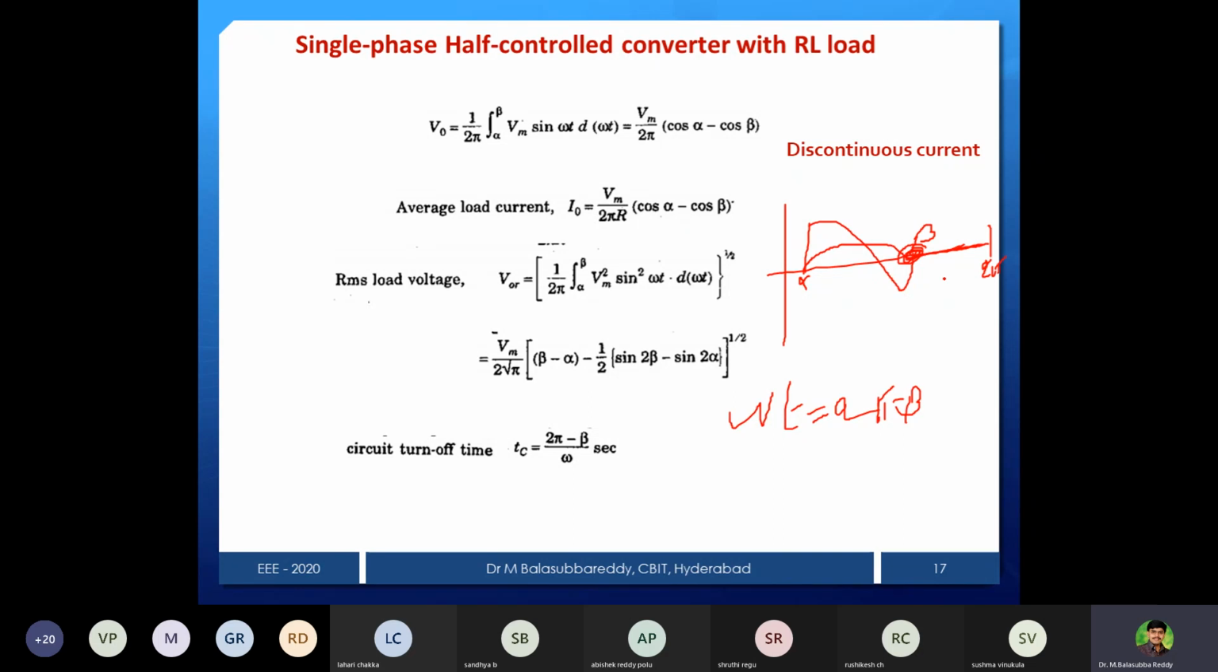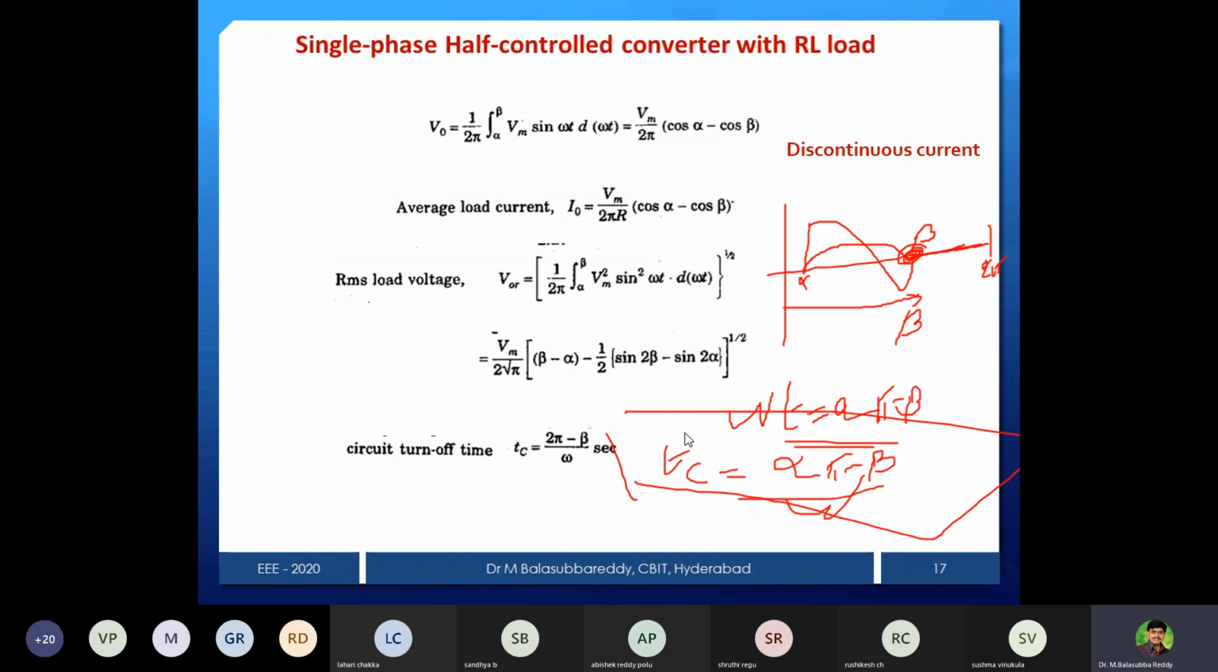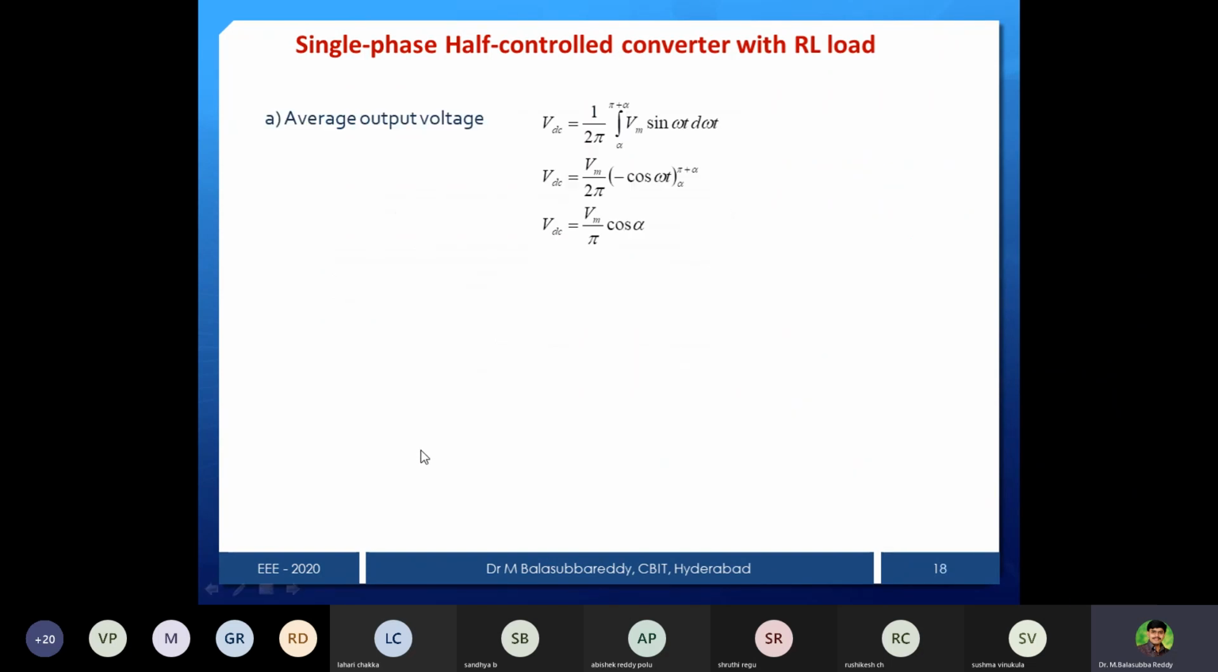On the omega t x-axis, this total I call beta, and the total period is 2 pi. So 2 pi minus beta will give the turn off time. From this, the circuit turn off time is Tc equal to (2 pi minus beta) by omega. So this is the circuit turn off time. And the average output voltage for continuous mode of operation: what is continuous mode? I told you, instead of beta you replace it by pi plus alpha. Now here are three things you remember.